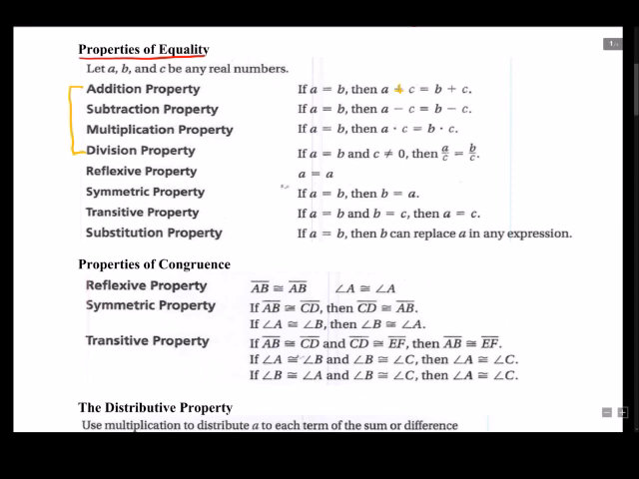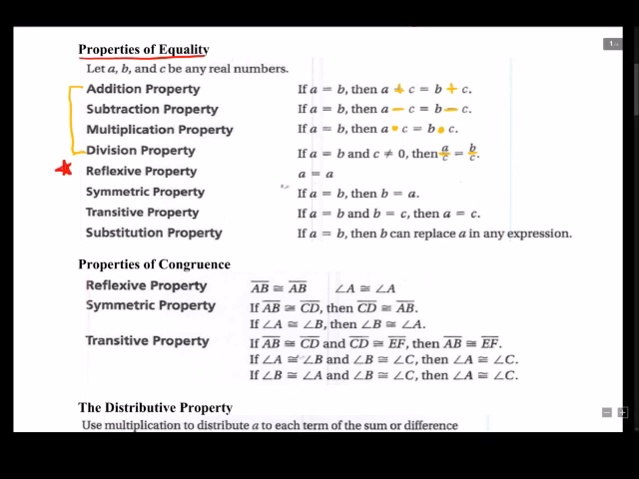They let you add the same number to both sides of an equation, subtract the same number from both sides of an equation, multiply and divide both sides of an equation by the same number. As I told you before, geometry is the math that lets all of the other maths do math. So you recognize these.